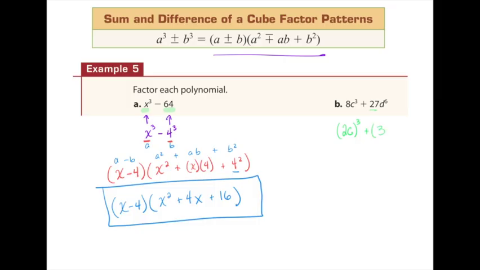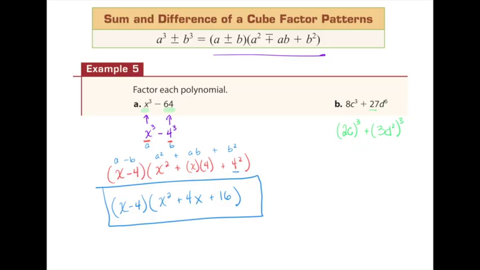And then d to the 6th. I'm looking to see, is 6 divisible by 3? Well, yes, 6 divided by 3 is 2. So that's the same thing as taking d squared and cubing it. If I were to say 2c and cube it, I would get 8c cubed. If I were to do 3d squared and cube it, I would get 3 cubed, 27, and d to the 6th. So this is my a, and this is my b in this situation.